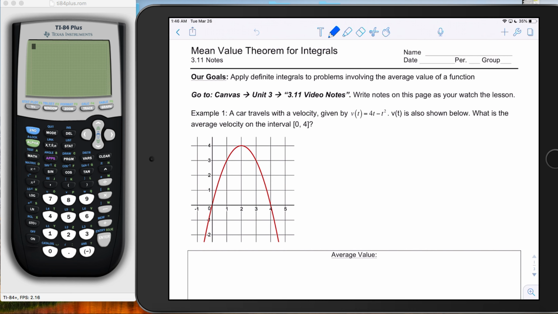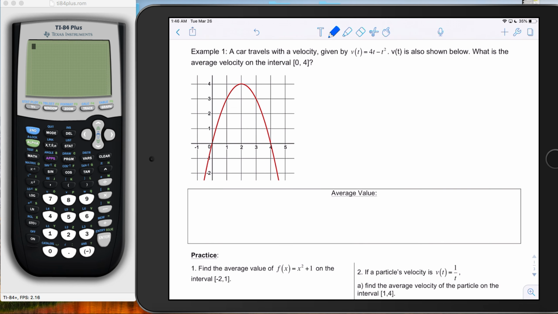Okay, we're doing the mean value theorem for integrals, 3.11 notes. Our goal is to apply definite integrals to problems involving the average value. That's the key term here. Okay, the average value.